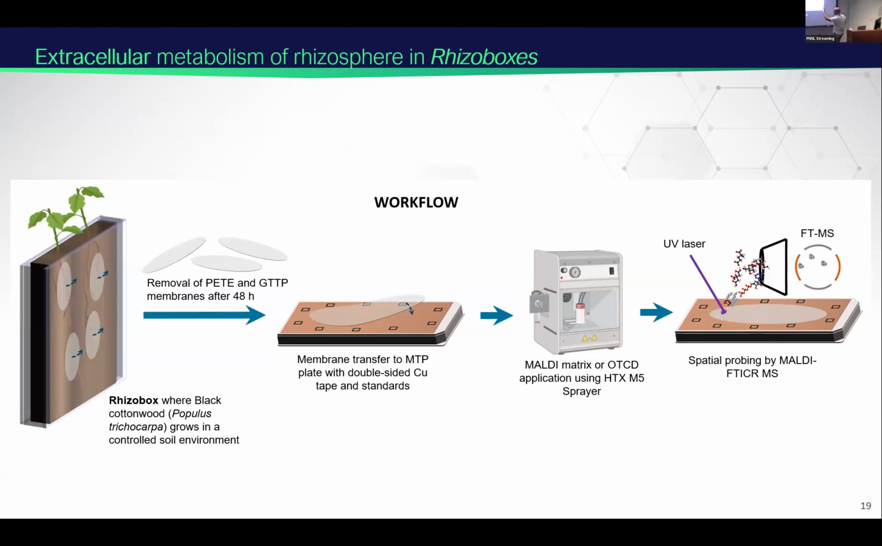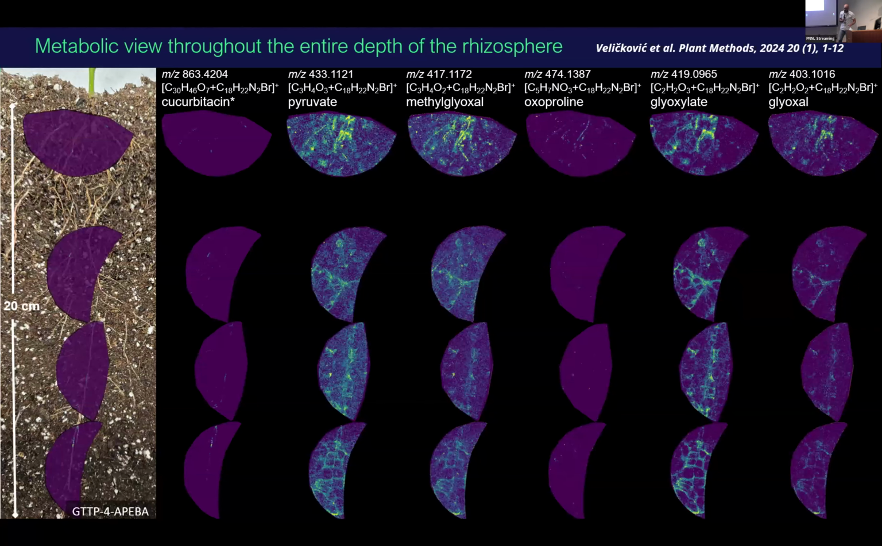Basically, we place the membranes on the MALDI target plate, perform on-target chemical derivatization and MALDI matrix application, and shoot each position of the membrane with a laser. And you can see here some of the results that we can obtain, how we can map and provide a metabolic view through the entire depth of the rhizosphere.